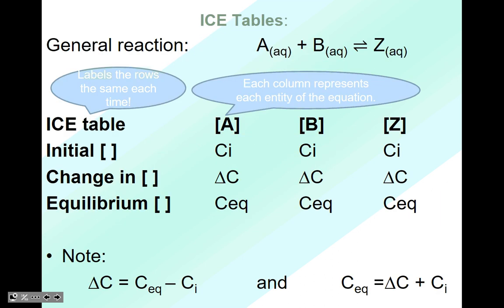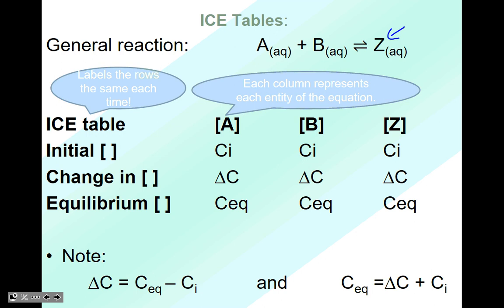So here's an example. You have any general reaction. Entity A plus entity B is going to yield entity Z. Now this is just an example. You can actually have 4 species. You can have reactant, reactant yields product, product. You can have reactant, reactant, reactant yields product. So this is just an example, but the way it works is always the same.